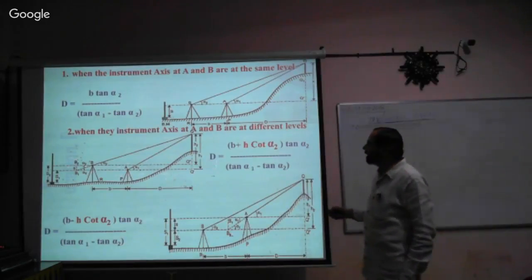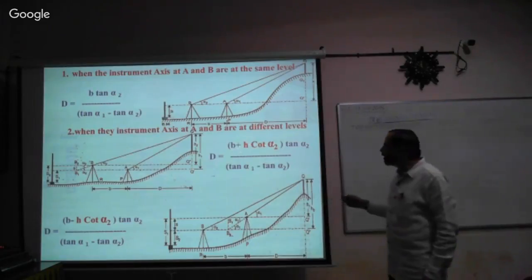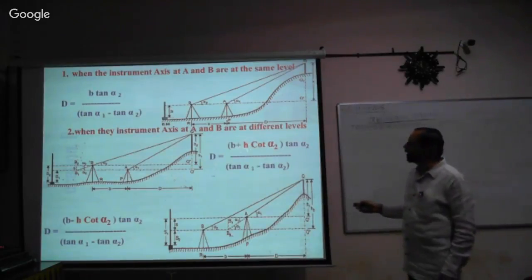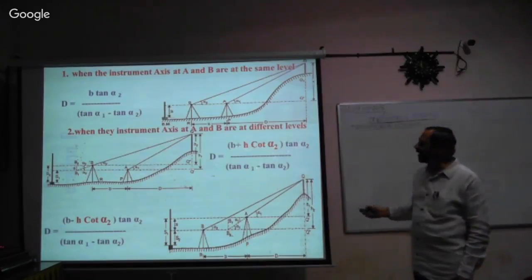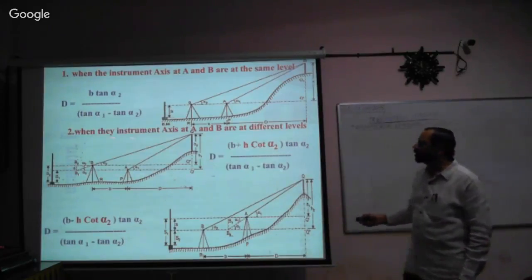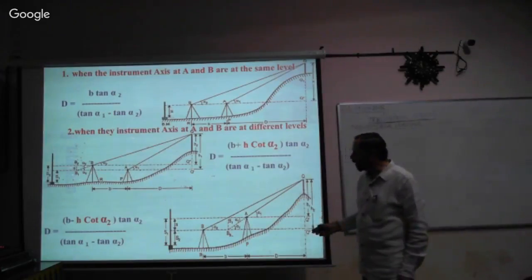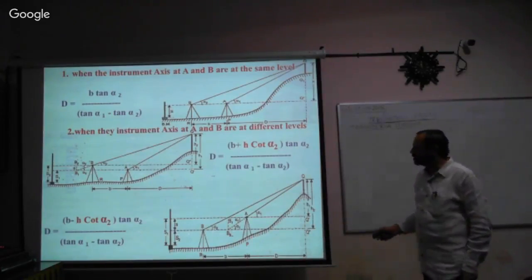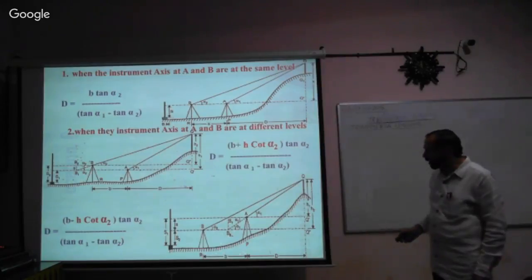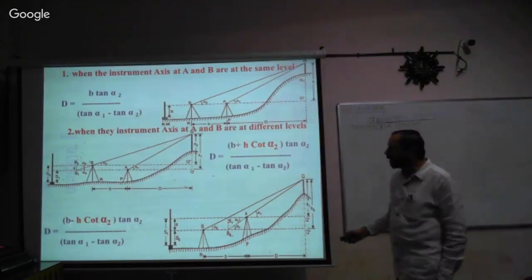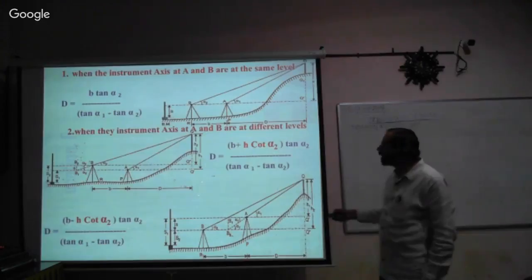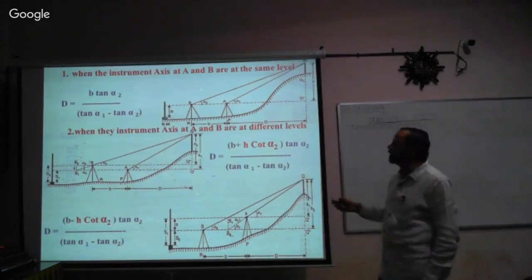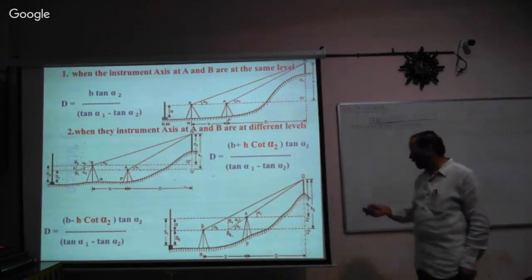Now then D is equal to B plus H2, H B plus S cot alpha 2 into tan alpha 2 divided by tan alpha 1 minus tan alpha 2. Now here B is increased. If you consider the third case, here B is reduced by S cot alpha 2. If you understand these three situations, the other things will become simpler.